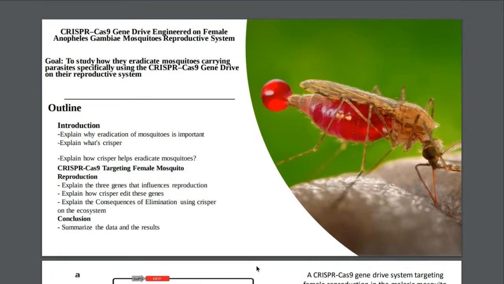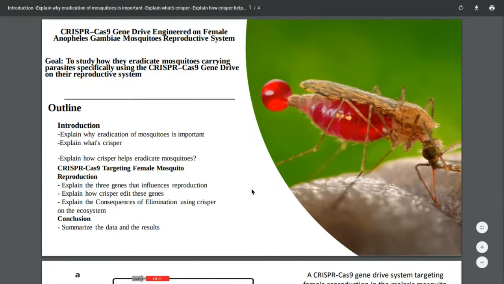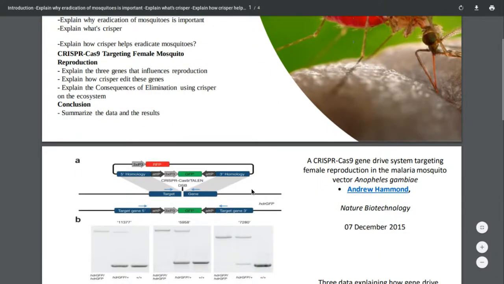My three main points will focus on CRISPR-Cas9 targeting female mosquito reproduction. My first main point will explain the three genes that influence reproduction and why these three genes were ideal. My second main point will explain how CRISPR edits these genes and how they knew where to insert them. And my third point will explain the consequences of elimination using CRISPR in the ecosystem and how it affects the species around us. Then there will be a conclusion, which will summarize the data and the results from these sections.